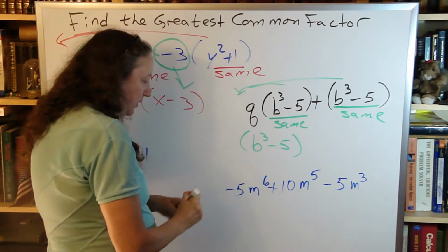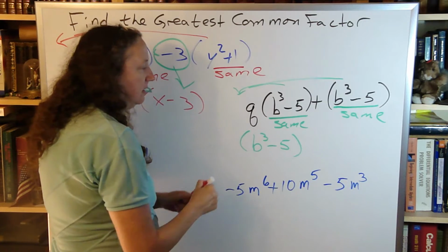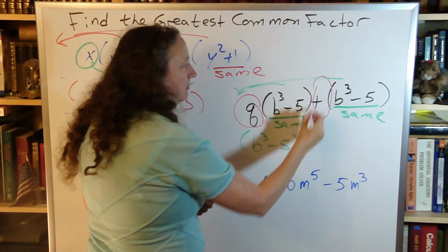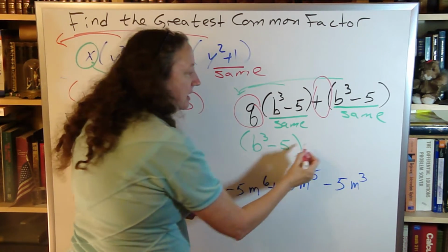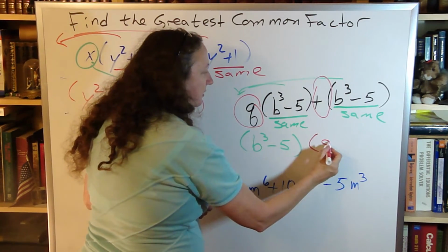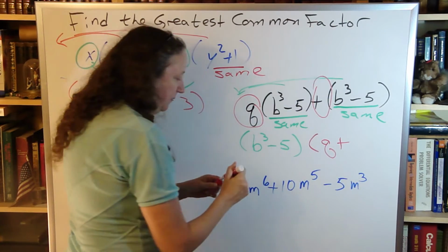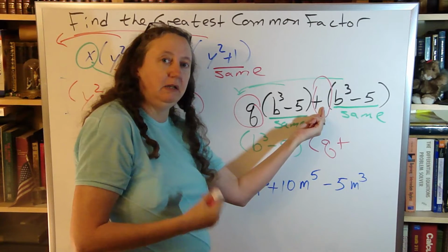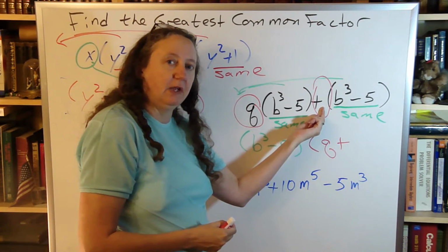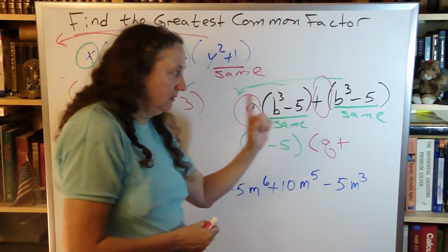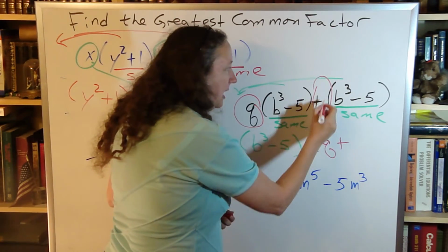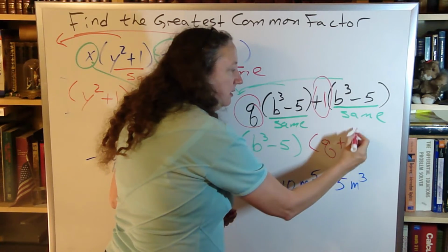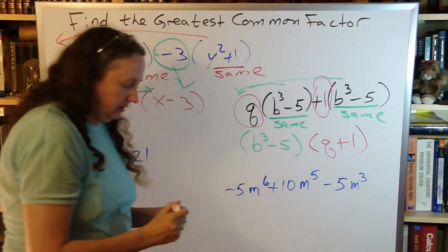And what am I left with? I have my q, and I have my plus something. That's going to go in its own set of parentheses, q plus. What number can I multiply in here that doesn't change anything? 1. I can multiply a 1 in there, doesn't change it. So I have q plus 1.